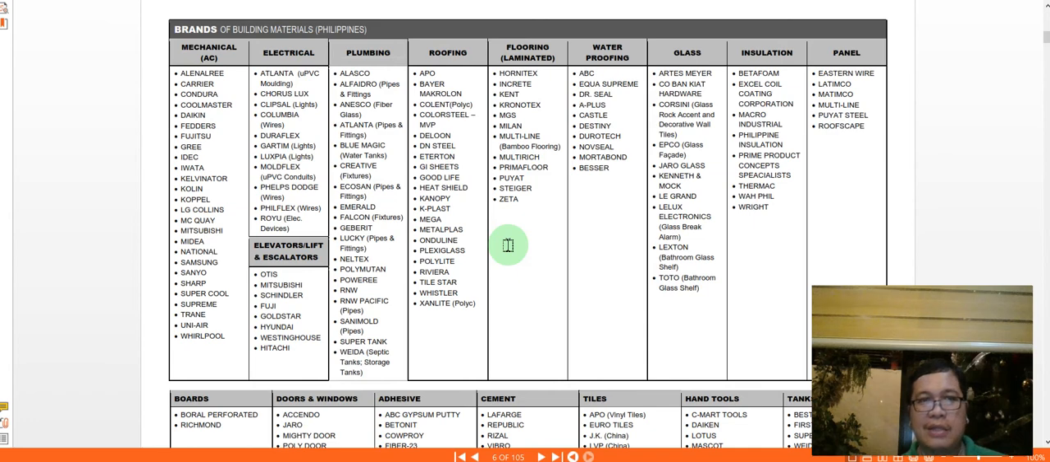Another thing is that in specifications, you must also be familiar with the different brands of building materials in the Philippines. Be familiar with the brands in the mechanical and electrical aspect, the plumbing, the roofing, the flooring, the laminates, the waterproofing, the glass, the insulation, and the panels.